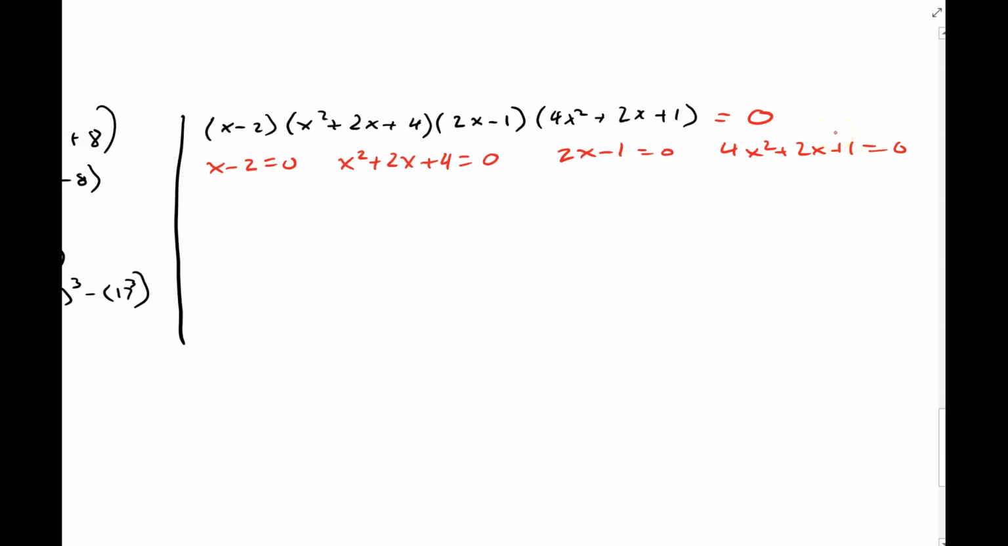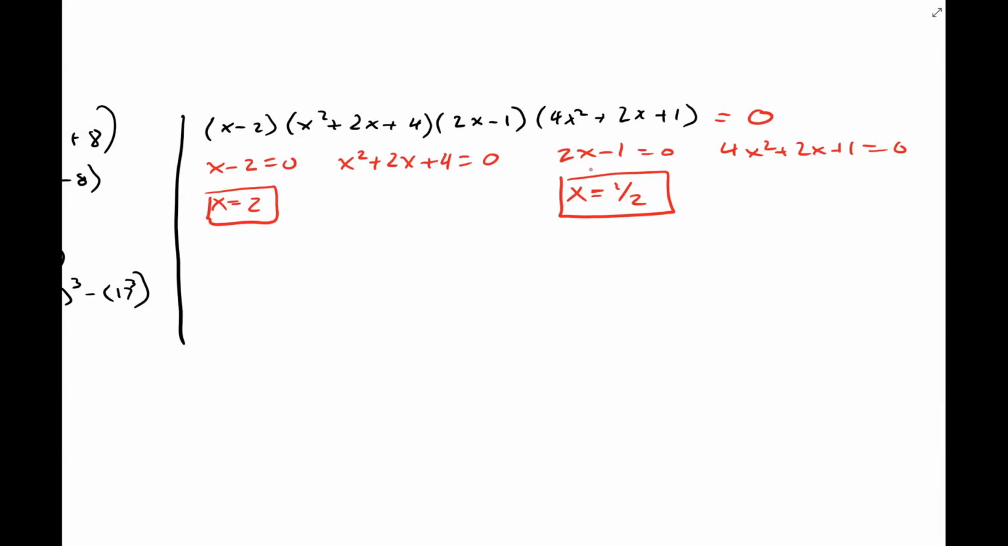Everybody's okay with what I did there? Now, 2 of these are very easy to solve. X minus 2 equal to 0, I can just add 2 to both sides. And 2x minus 1 equal to 0, I can add 1 and then divide by 2 to both sides. And those answers I get almost without having to really think about anything.